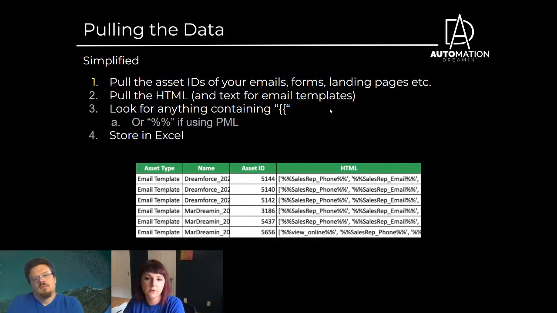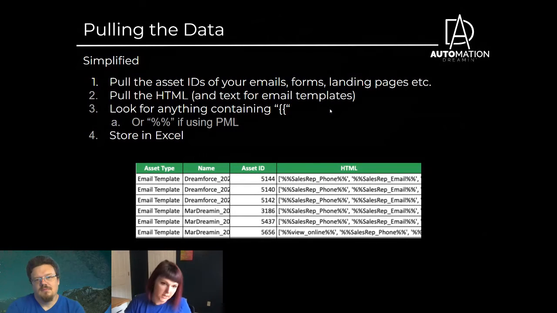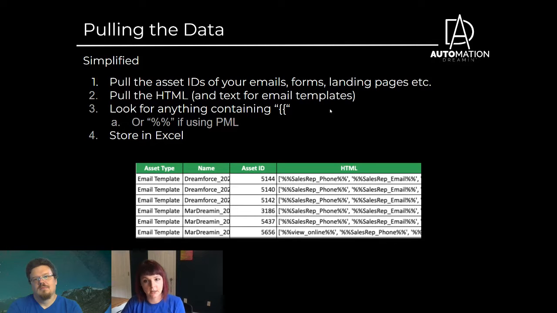All right, so I'm going to give you the simplified version of how we did this, and then Creuzer will go into a full demo of the more technical way we did this. But the skinny of the process is first we have to get the asset IDs of anything we want to check: emails, forms, landing pages, etc. Use those asset IDs to pull the HTML. And if you're looking at email templates, also pull the text versions. So essentially you can get all the content in those assets.